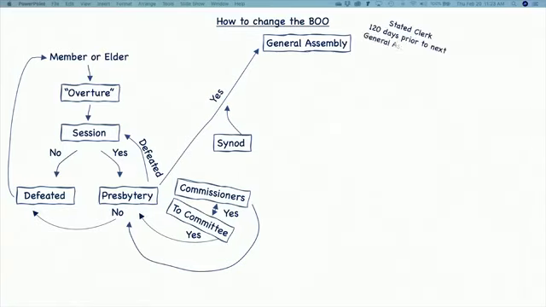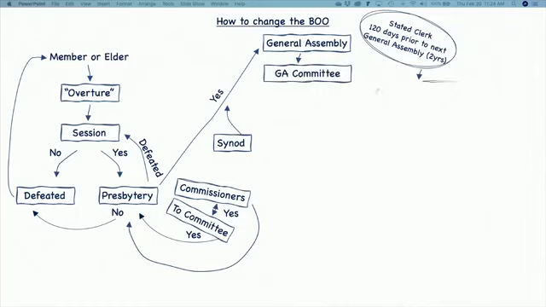So once presbytery says yes and or the synod says yes on something, that overture is then sent to the stated clerk at least 120 days prior to the next General Assembly, which is held every other year, every 2 years. The stated clerk then sends it to an advisory commission on the Constitution, because the Book of Order is Constitution Part 2, or they can send it to the General Assembly Committee that's in charge of that.